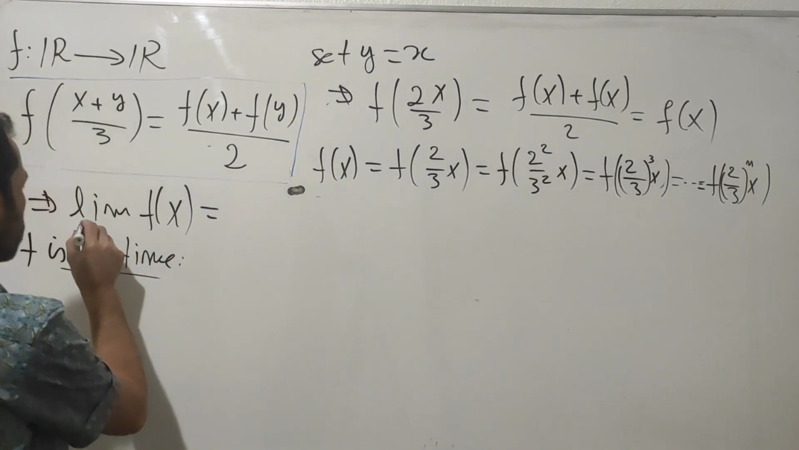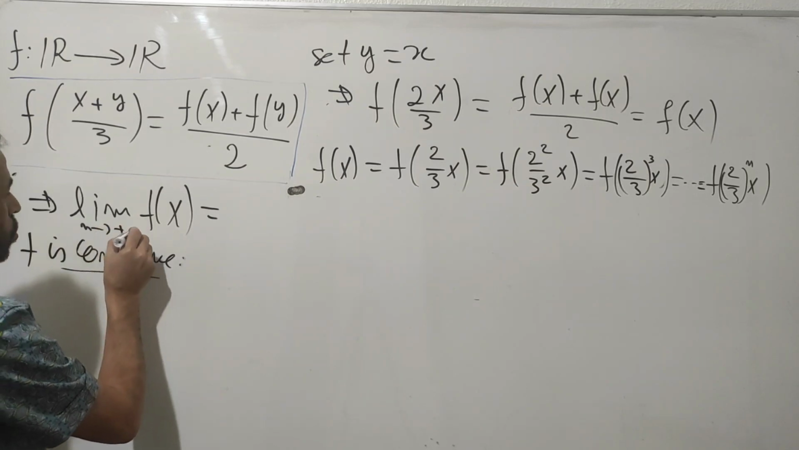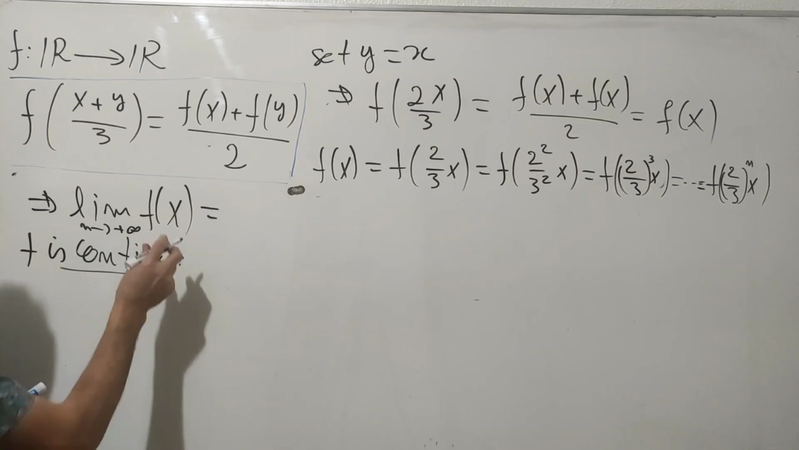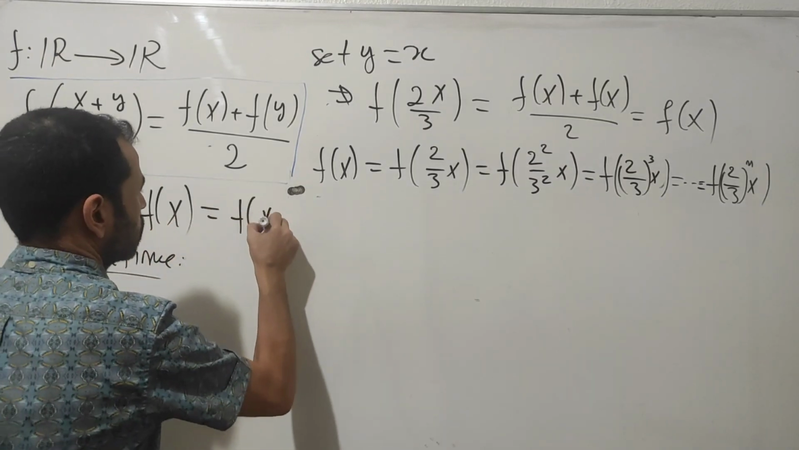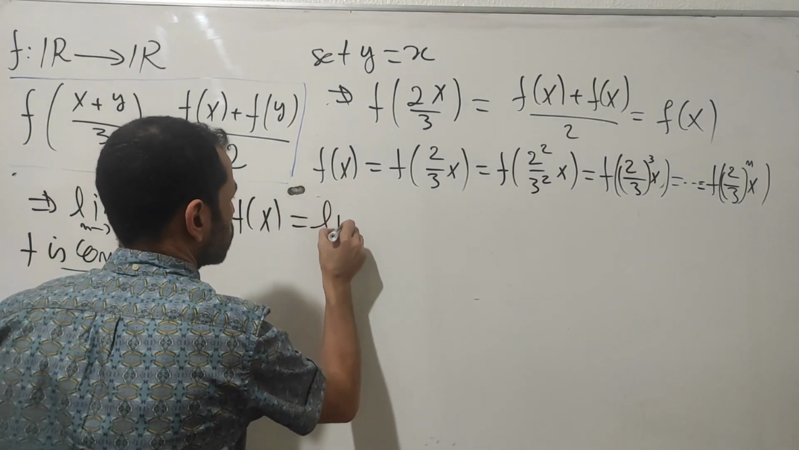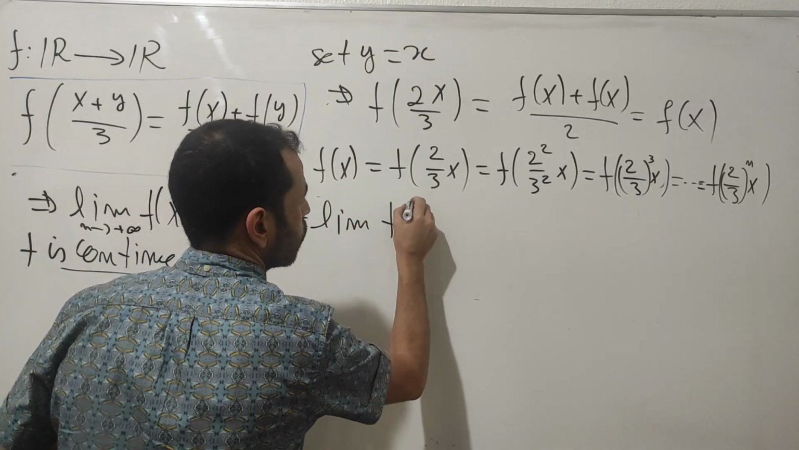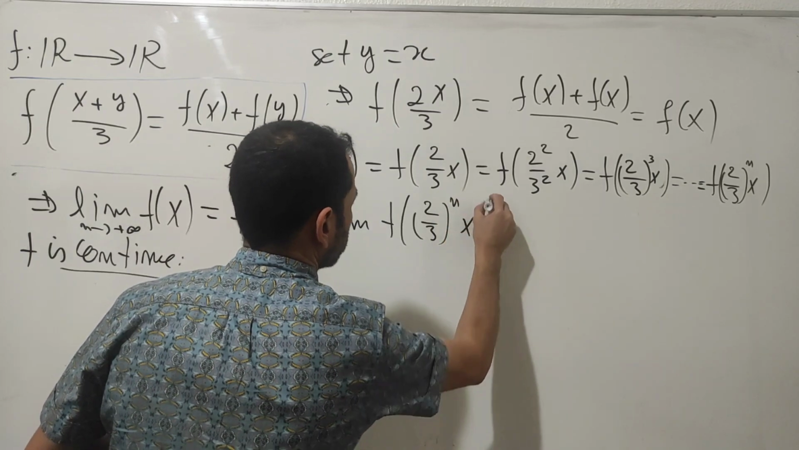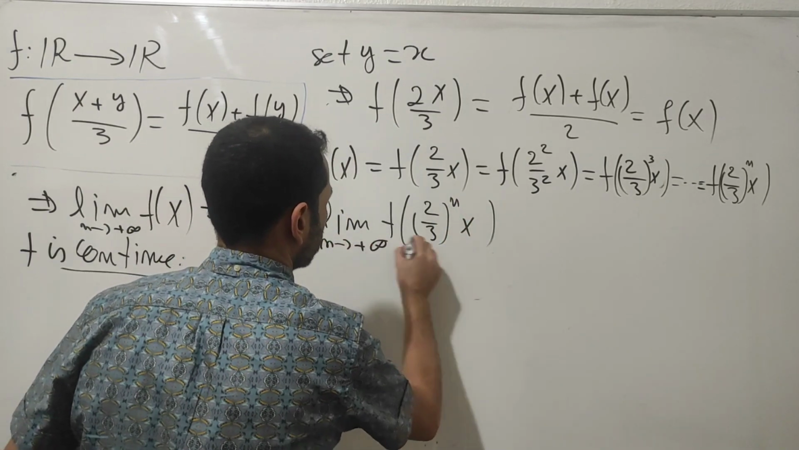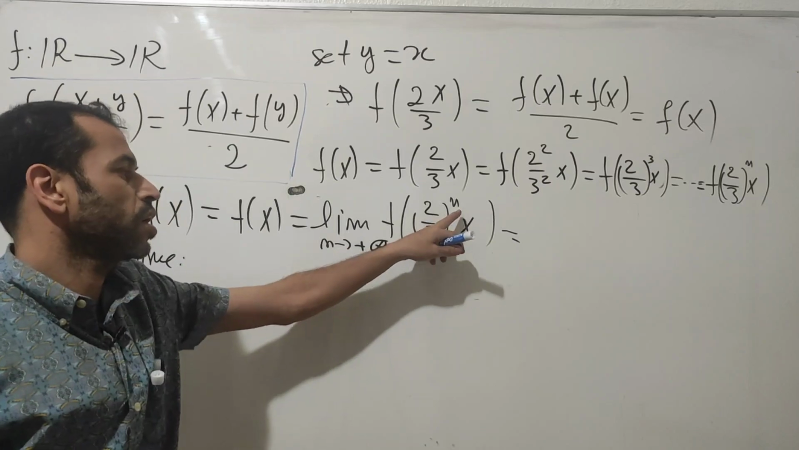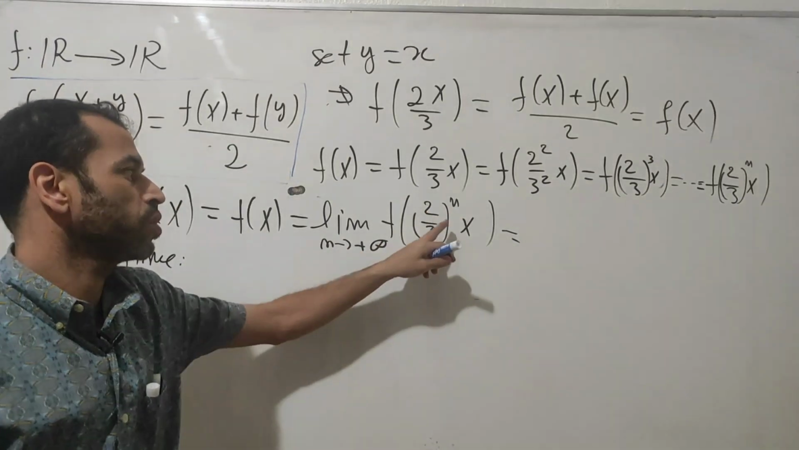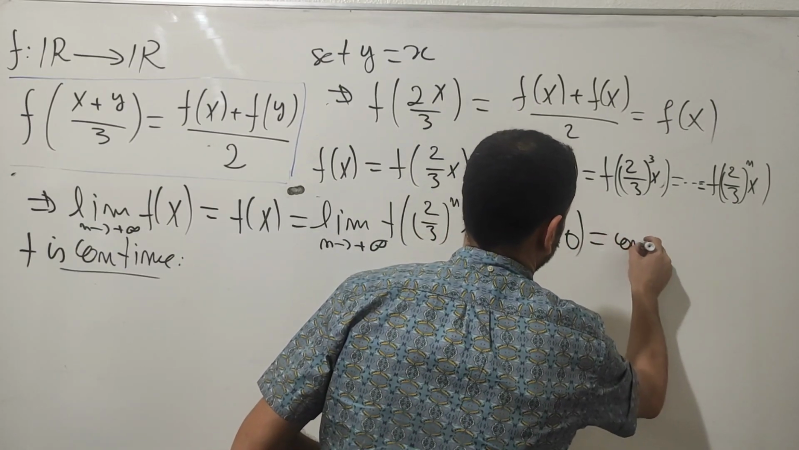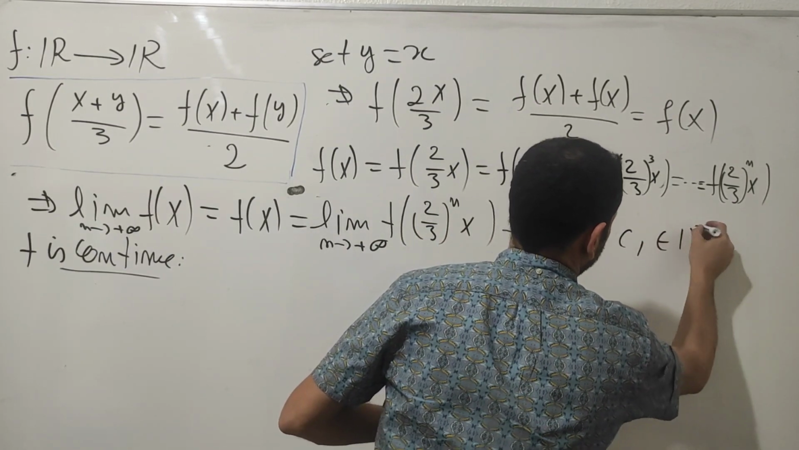So the limit as n goes towards infinity. Since the left side does not depend on n, this is f of x. So it equals the limit of f of 2 over 3 to the n multiplied by x as n goes towards infinity. Since n is going towards infinity, this one is going to be 0. So it equals f of 0, which is a constant, a real number.